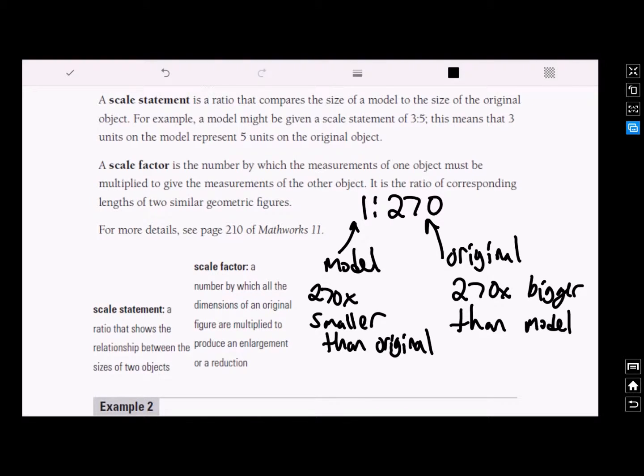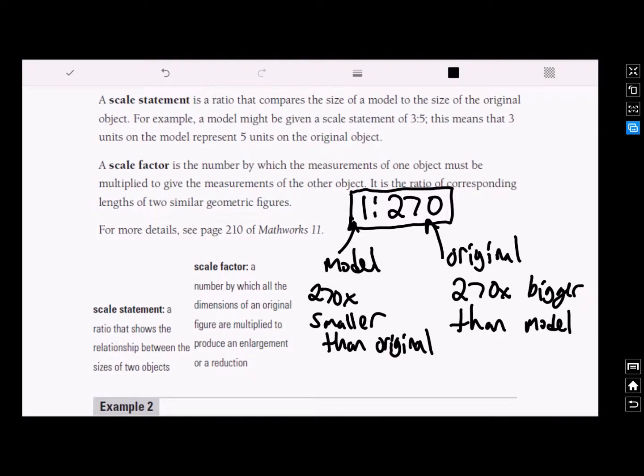And you can sort of see how the scale factor and scale statement and proportional reasoning kind of go hand in hand. Okay. So usually, at least in my experience when working with models, a lot of models will be given in a statement where it's 1 to something, so you can easily tell how many times bigger or how many times smaller the objects are. So it's usually 1 to 270 or 1 to 100 or something like that.